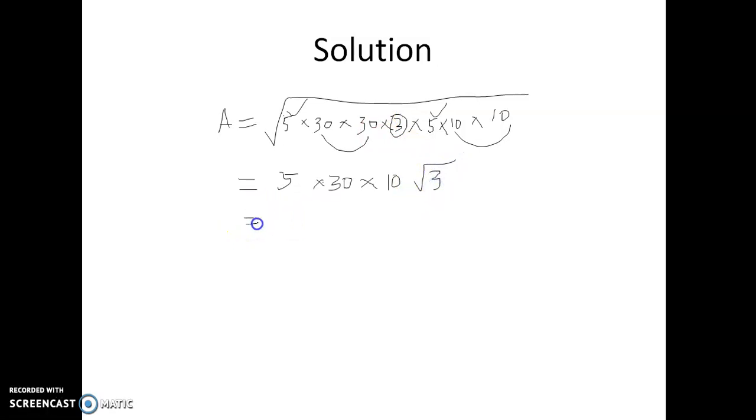So equal to, multiply this. 5 threes are 15, 15 into 10, 150, 150 into 10, 1500. So 1500 root 3 meter square. So this is nothing but the area. So that is the procedure to find out the area of the triangle.